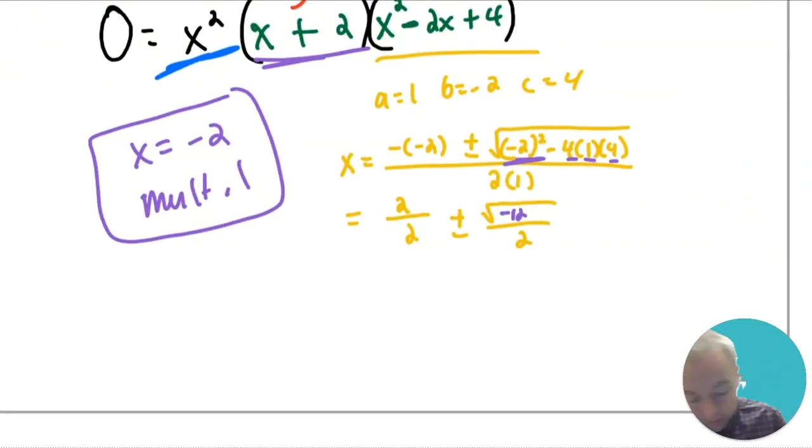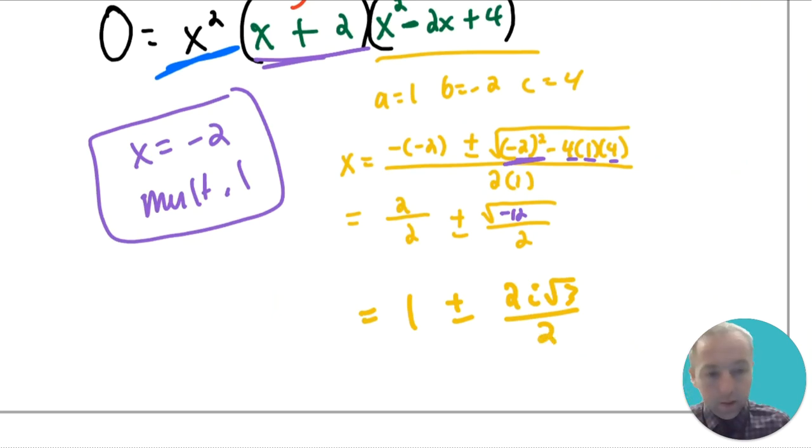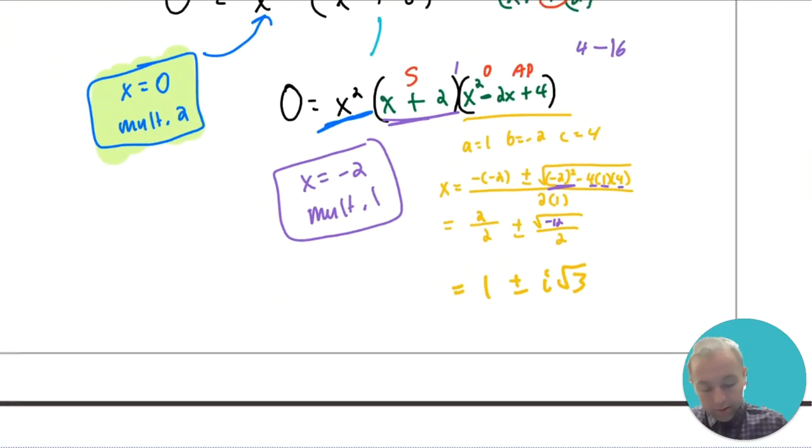So further simplifying a little bit right here, 2 over 2 is equal to 1. And then the square root of negative 12 is the same thing as i times the square root of 12. But because 12 has a perfect square factor of 4, you could simplify that by writing it as the square root of 4 times the square root of 3, because 4 times 3 is 12. But we know the square root of 4 is 2. So it becomes 2i square root of 3 on top, over 2. But then 2 divided by 2 is 1, so it becomes just i square root of 3 that gets added or subtracted from 1.